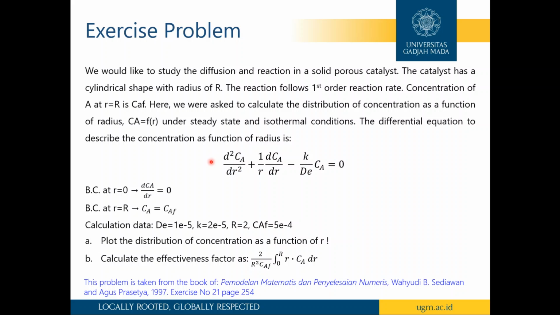In order to solve this equation, we need boundary conditions. At r equal to 0, we can set dCA over dr equal to 0, and this is a Neumann boundary condition. Then the BC at r equal to R, at the catalyst surface, is that the concentration is equal to the concentration of A in the fluid, which is a Dirichlet type boundary condition. For your calculation, we already provide the values of De, k, R, and CAF, and we are supposed to plot the distribution of concentration as a function of r, and then we also need to calculate the effectiveness factor as follows.